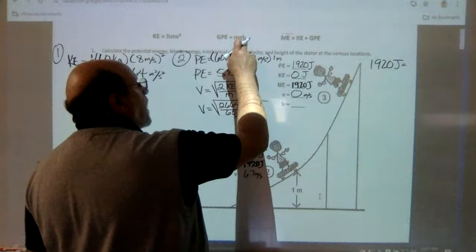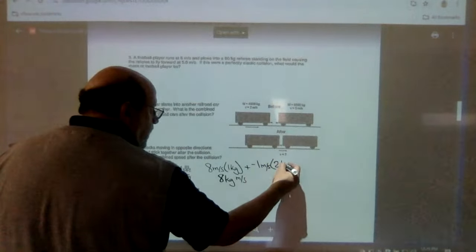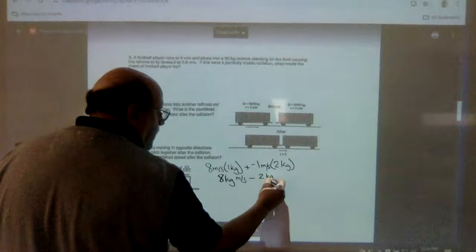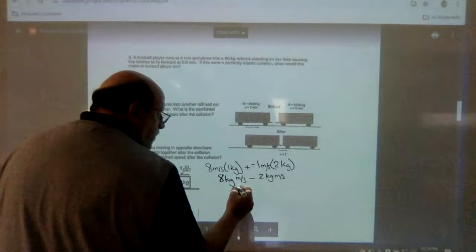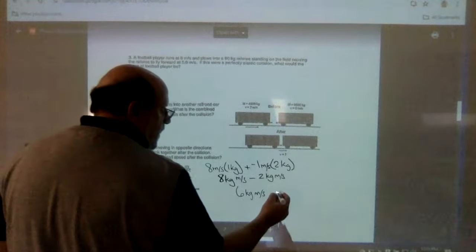And we'll call this movement to the right, since we like right being positive and left being negative. We'll leave it as positive. So this is 8 kilogram meters a second. And we're going to add to it this one. Well, it's going in the opposite direction, right? So it's going negative 1 meter a second times 2 kilograms. Well, so that's minus 2 kilogram meters per second. And so their combined momentums are 6 kilogram meters per second.